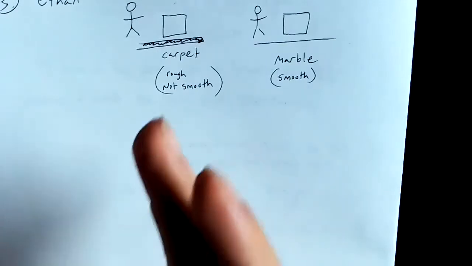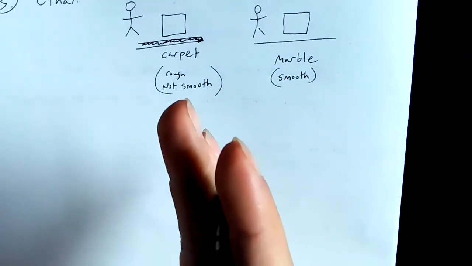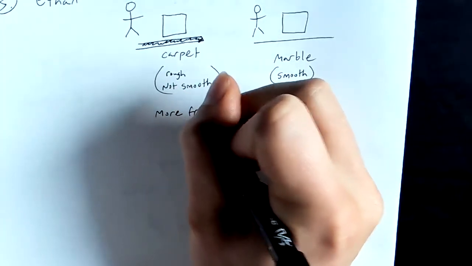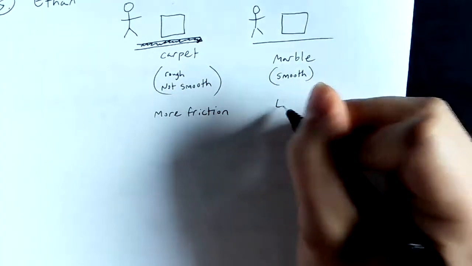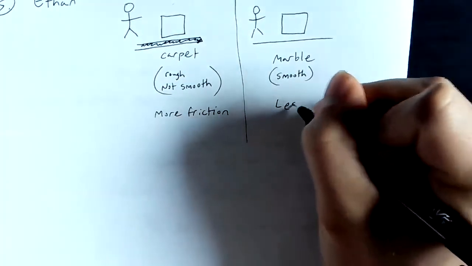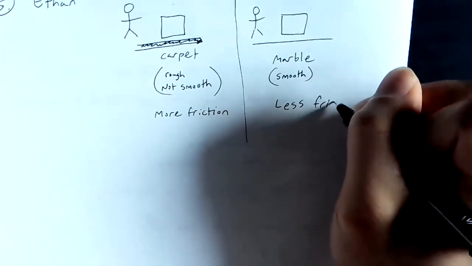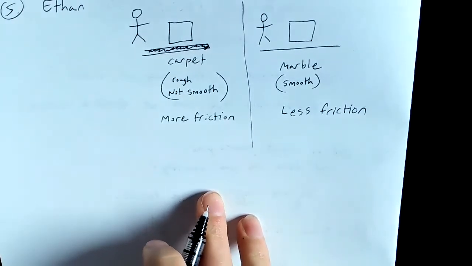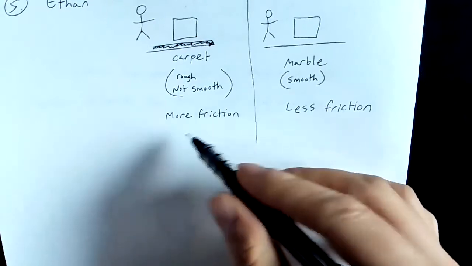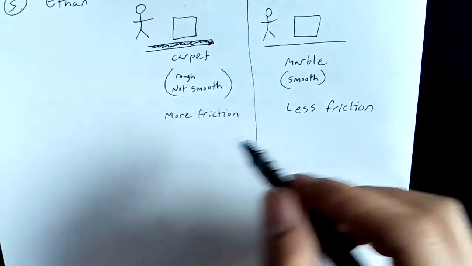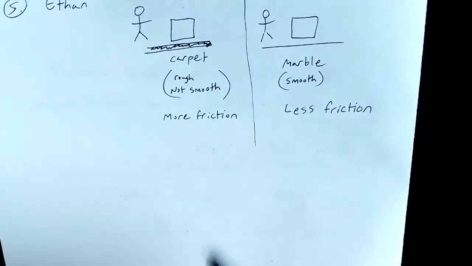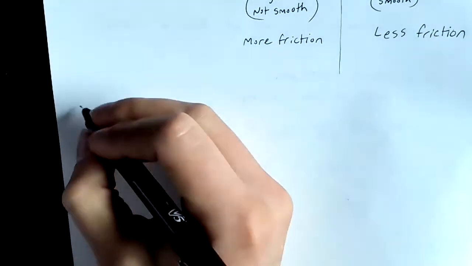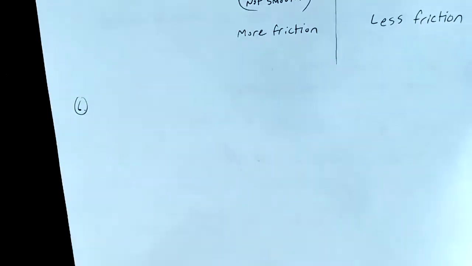Well, that means the box on the carpet will experience more friction, but on the marble floor, we have less friction. Okay, so which answer corresponds to this? Less friction on marble, more friction on carpet. All right. Next question.